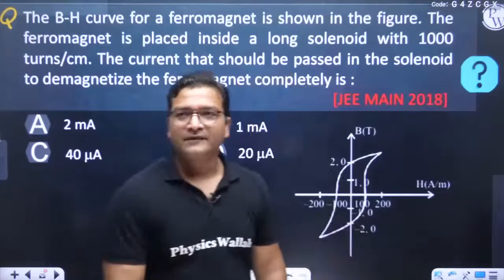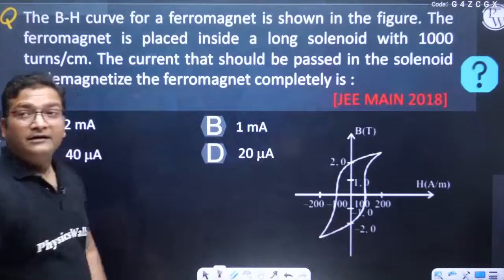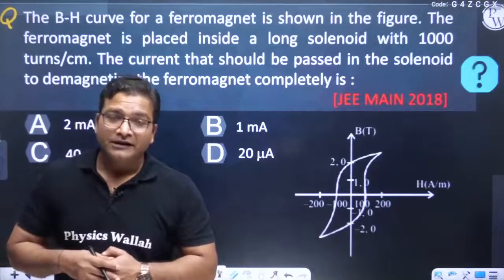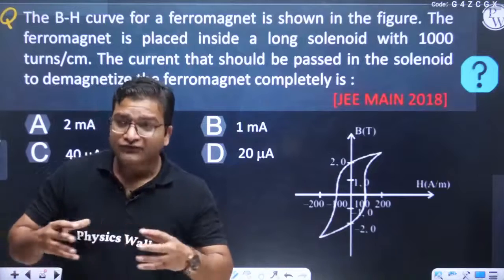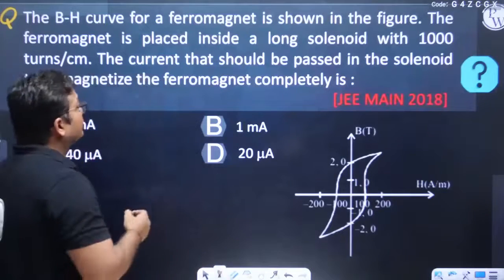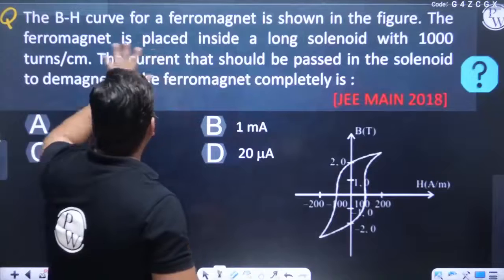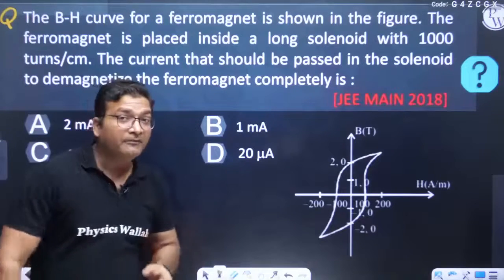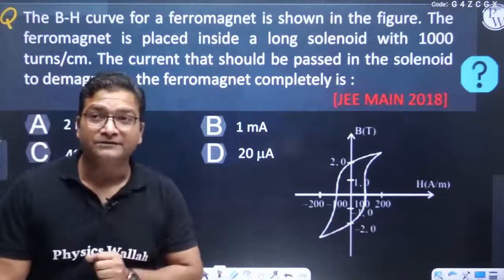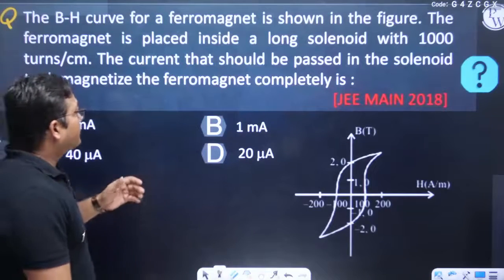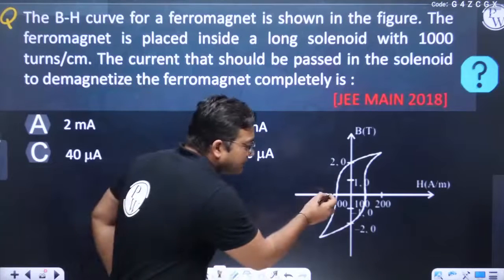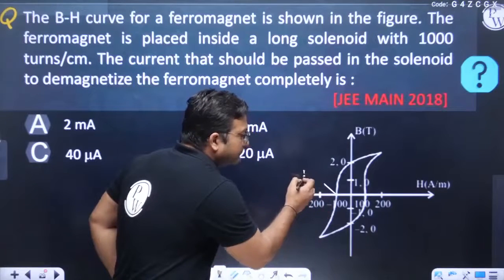Next. Here we are given that a BH curve for a ferromagnet is shown in the figure. The ferromagnet is placed inside a long solenoid. Okay, so we have a long solenoid with 1000 turns per centimeter. If we have 1000 turns per centimeter, we will have 10 to the power 5 turns per meter. And they are saying, please check the coercivity. The coercivity is 100.